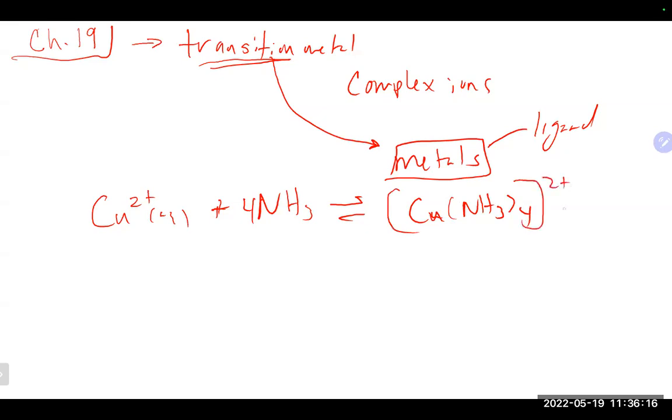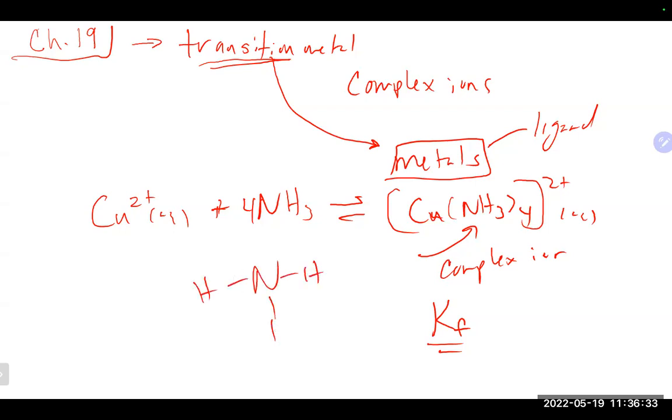The +2 charge. So this obviously is a complex ion, which is covered by Kf that we talked about in chapter 16, I think, which is the equilibrium expression. Once again, the ammonia is a good ligand because if you draw ammonia, it has those non-bonding electrons, which can donate over to our transition metal that's deficient in electrons as well.